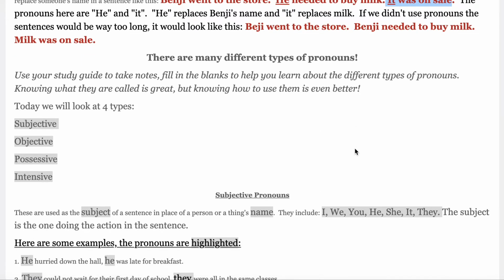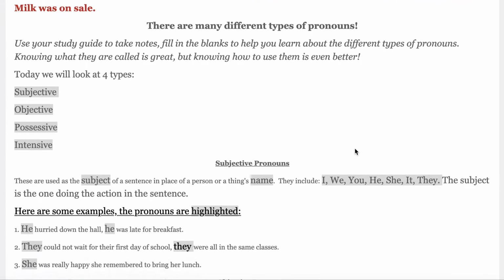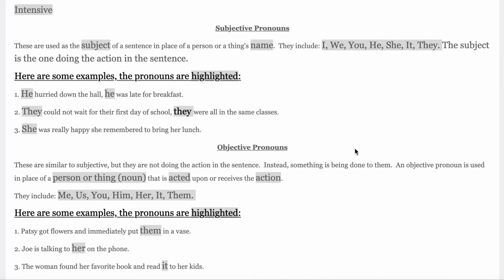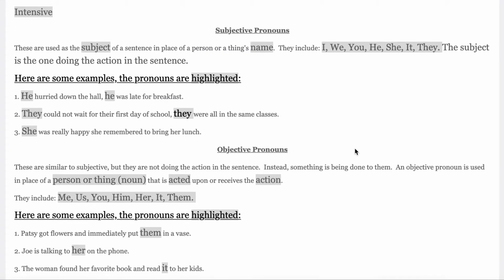So today we're going to talk about a couple different types of pronouns. There are lots of different types of pronouns, and we're going to review them, but the most important thing is really understanding how to use them and how to use them correctly. So the first pronoun type we're going to talk about is subjective pronouns. Now, a subjective pronoun replaces the subject of the sentence. So the subject is the person or the thing that's doing the action.